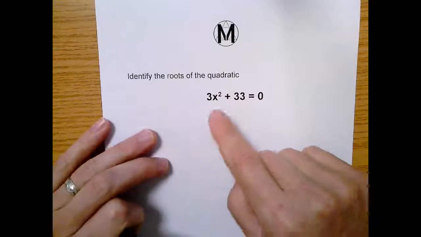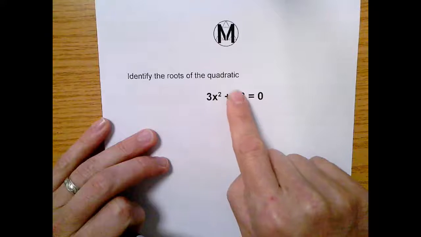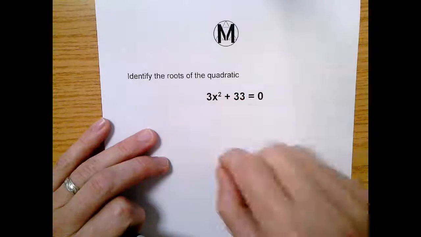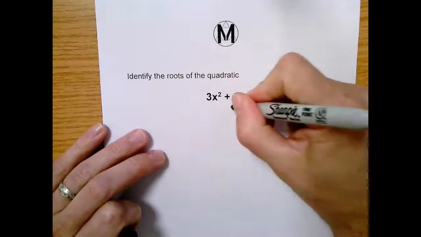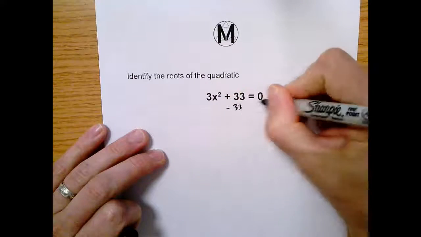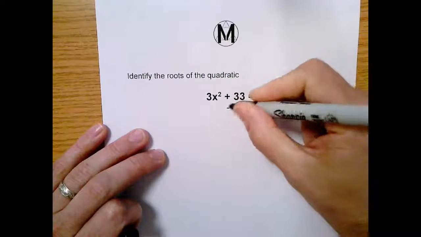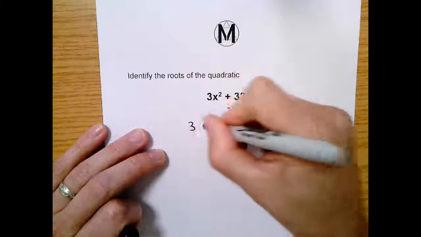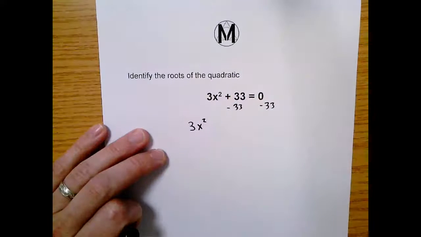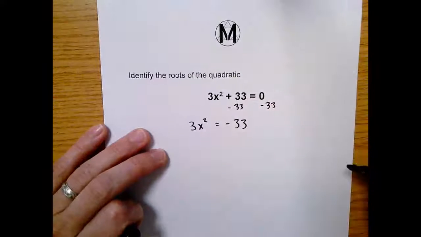So step one, before we can even get to this term, we got to take a look at this. How do we move this positive 33 out of here? So we do that by just subtracting 33 from both sides, right? We subtract 33 from both sides, and those will zero out because 33 minus 33 is 0. And so now we have 3x squared equals negative 33. Okay, so far so good.